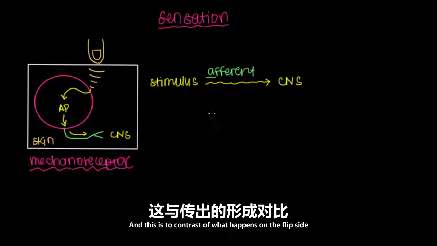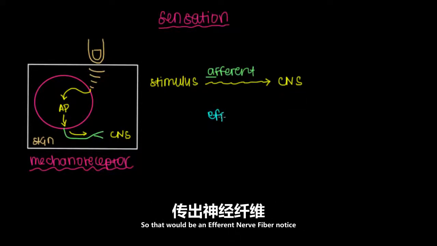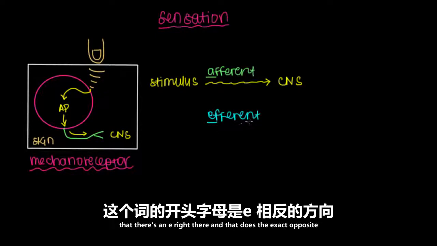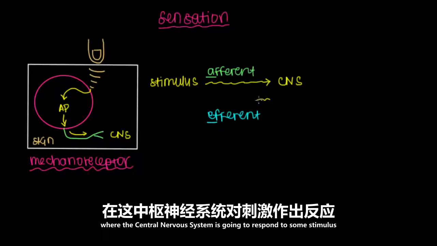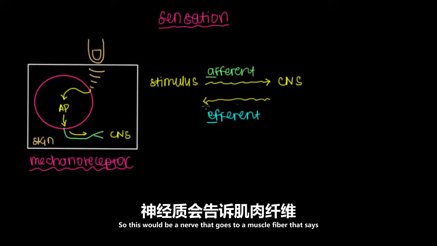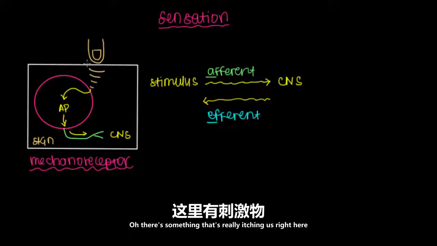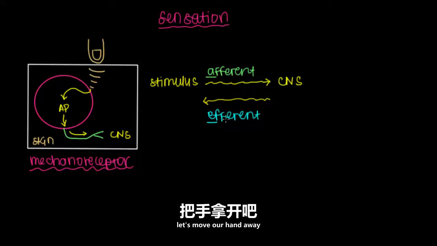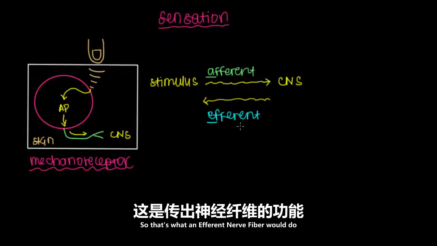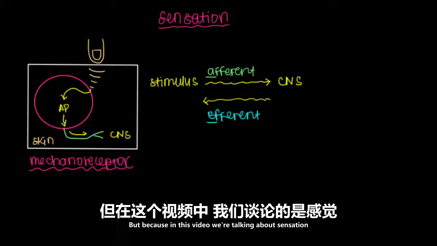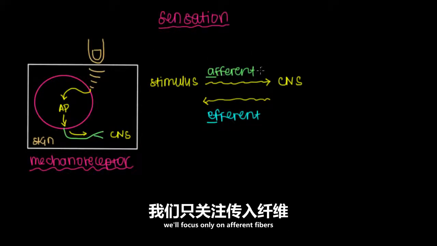And this is to contrast what happens on the flip side. So that would be an efferent nerve fiber. Notice that there's an E right there, and that does the exact opposite, where the central nervous system is going to respond to some stimulus. So this would be a nerve that goes to a muscle fiber that says, ooh, there's something that's really itching us right here. Let's move our hand away. So that's what an efferent nerve fiber would do. But because in this video we're talking about sensation, we'll focus only on afferent fibers.